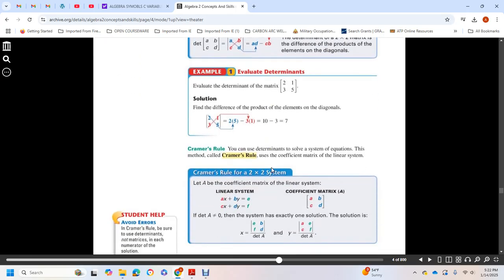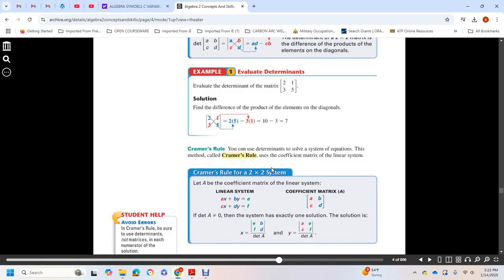Cramer's rule: you can use the determinant to solve the equation. The method is called Cramer's rule. Use the coefficient matrix of the linear system. Let A be the coefficient matrix of the linear system AX plus BY is equal to E, CX plus DY is equal to F. The coefficient matrix A has row 1: A, B, and row 2: C, D. If the determinant of A is not equal to 0, the system has exactly one solution.